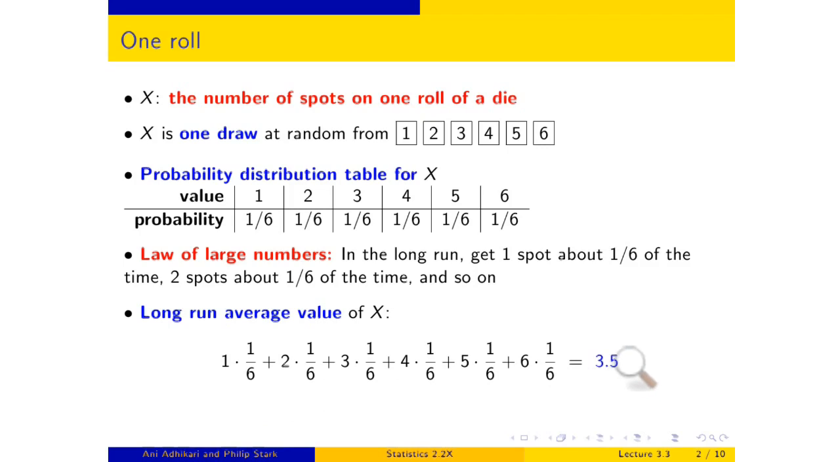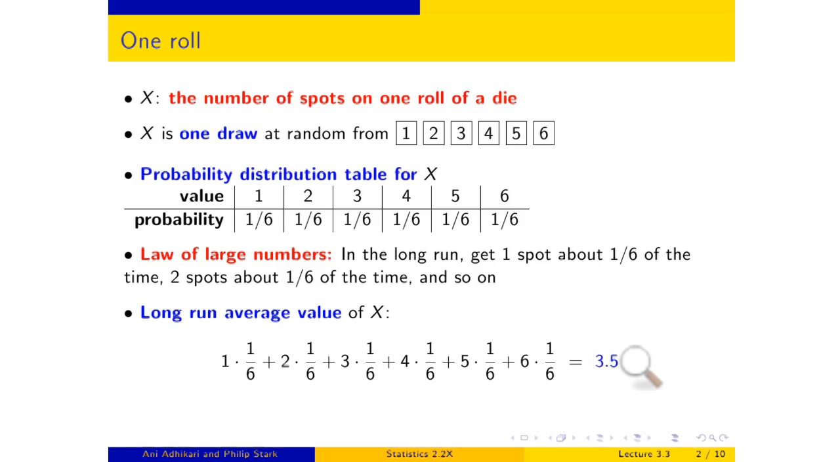And we'll take a hard look at this 3.5 because I know many of you are thinking, but you can't get 3.5 spots on one roll of a die. No, you can't. And this is the same situation that you had when we started talking about averages. Just because the list has only whole numbers in it doesn't mean the average has to, and this is very much the same idea.